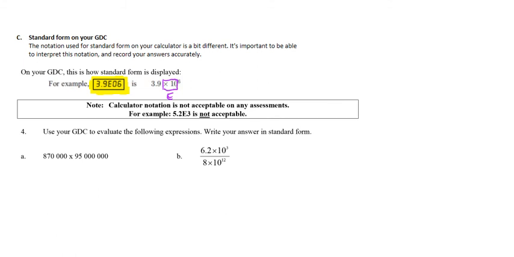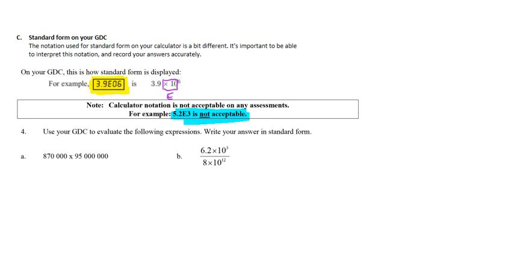So when you're writing a response on your test, you have to remember that this calculator notation is not an acceptable format for your test responses. So you have to keep that in mind when you're working through these examples. So if you were to go through and do some operations with scientific notation, you should be able to just type them into your calculator and then use that to figure out the response.